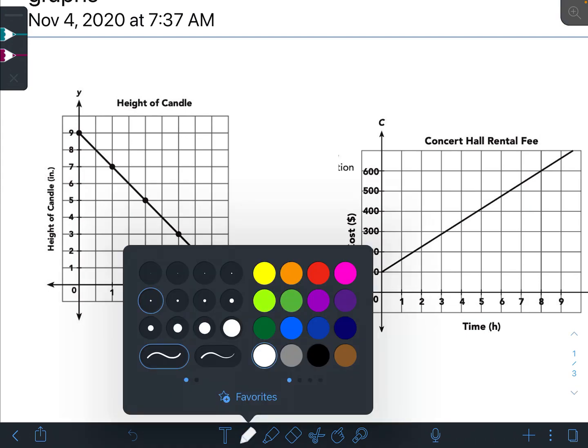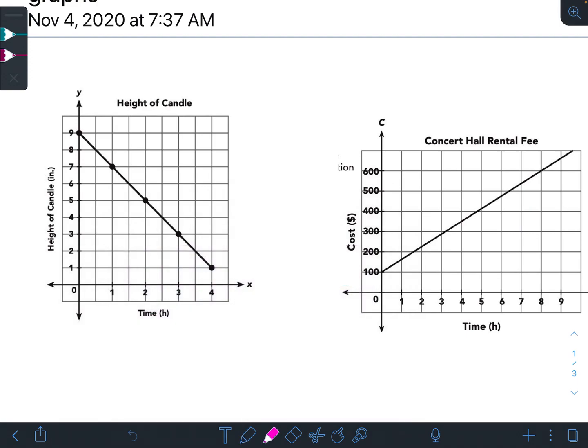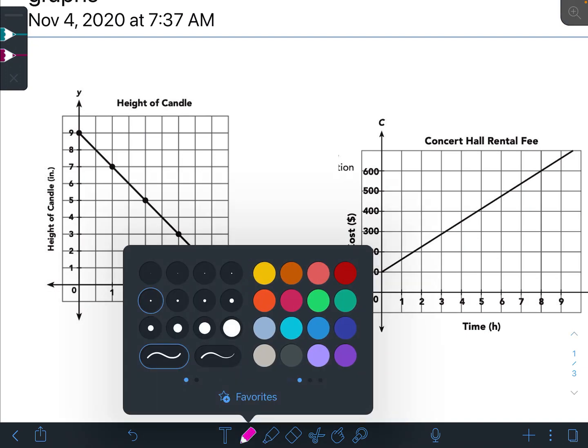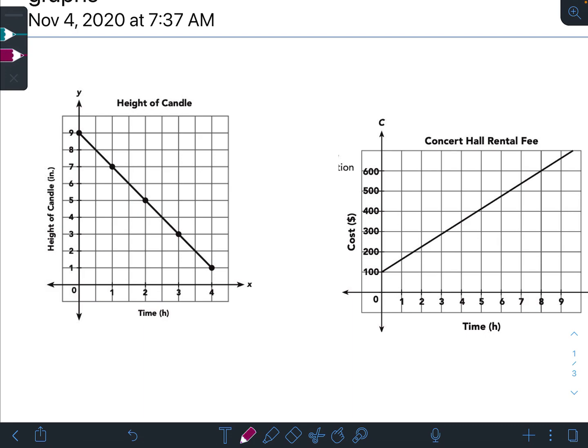So when we are finding slope, remember, we have M, which is our slope, and to find that we do rise over run. We have B, which is our y-intercept, and that is where it hits our y-axis. So if this is my y-axis, it's where it intersects the y-axis.